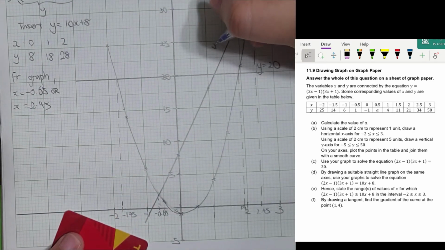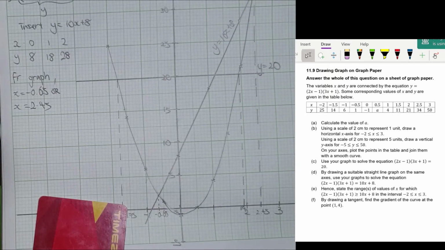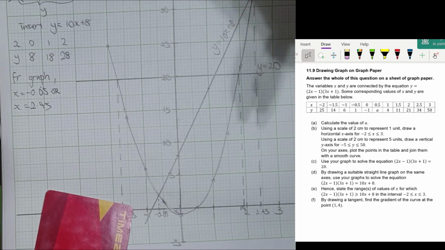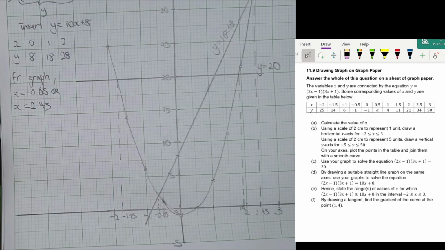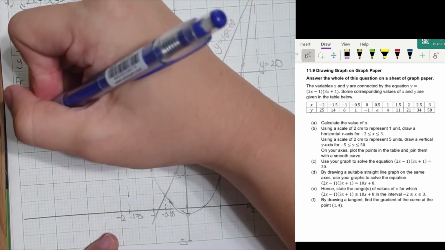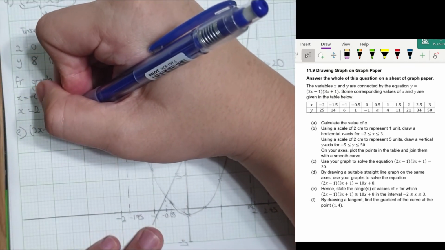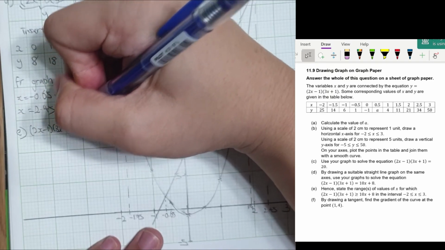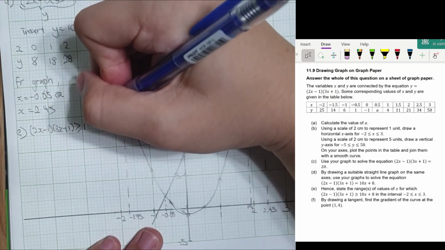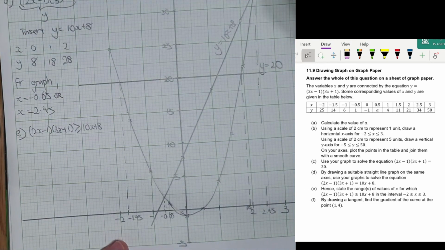Okay, and then label this line y equals 10x plus 8. At the end of the question, I will go through more harder questions about inserting a suitable straight line for this type of graphs. Okay, and then hence state the value for which the graph 2x minus 1, 3x plus 1 is greater or equals to 10x plus 8. Okay, this one is usually for O levels.